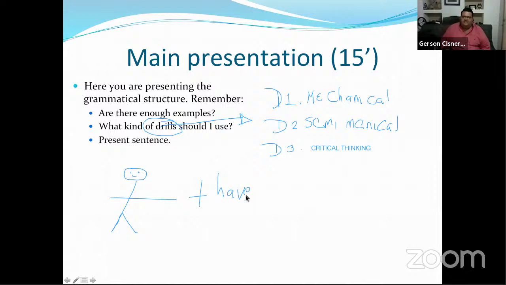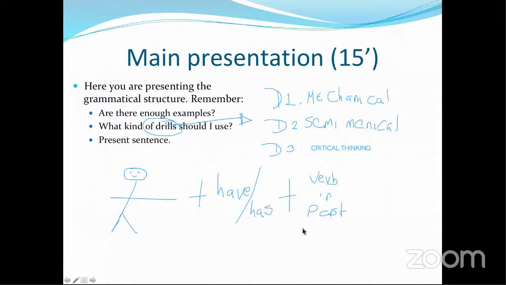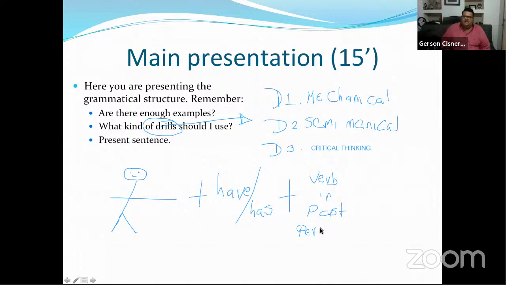Have, has, right? Please. Then verb, in que, past que, Josué? Perfect. Past perfect, thank you. Este, bueno, sería participle, pero es okay. Perfect. And then, the complement, ¿no? Bueno, yo lo pongo así, mire. Espera. Yo le pongo así. Este, since. O el for, ¿no? Ya, ahí está. ¿Sale? Ahí está. Este, this is what you're presenting, ¿no? You present the grammar structure. Luego te vas con mechanical drill, semi-mechanical, and critical thinking.